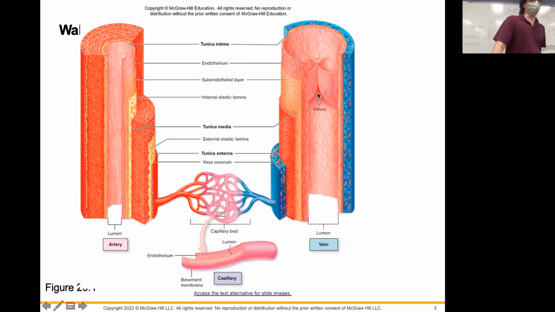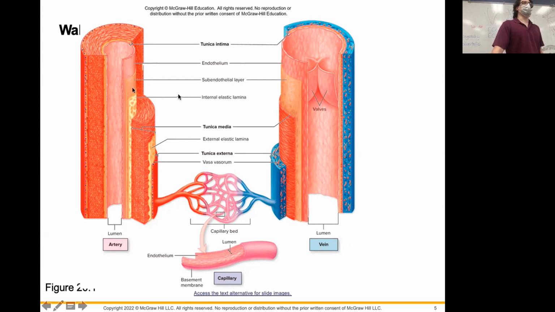What did we call the innermost layer of the heart? Anyone remember? Endocardium, which was also simple squamous epithelium. They are continuous. So the endothelium of the blood vessels is continuous with the endothelium or the endocardium of the heart. Okay, it looks the same, acts the same, does the same stuff basically.